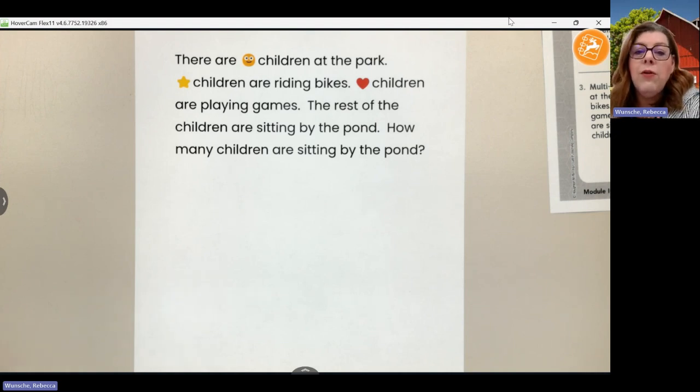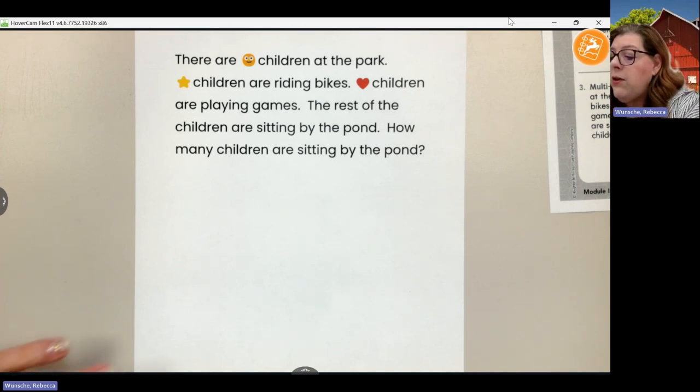So this says there are smiley-faced children at the park. Star children are riding bikes. Heart children are playing games. The rest of the children are sitting by the pond. How many children are sitting by the pond?